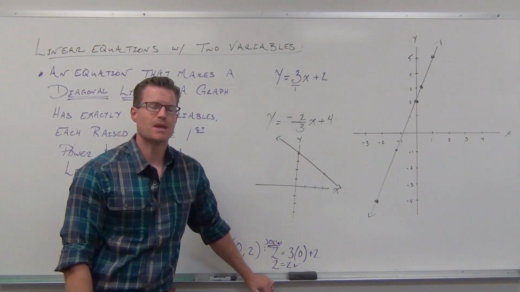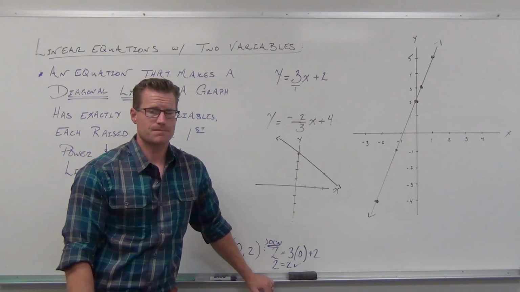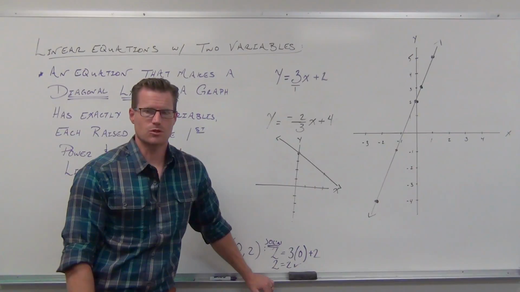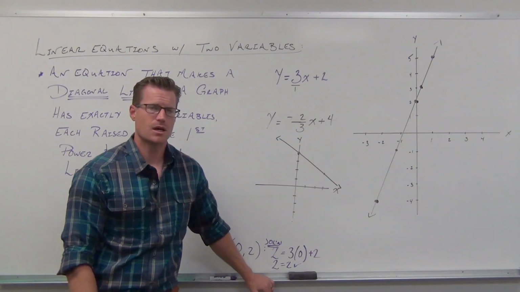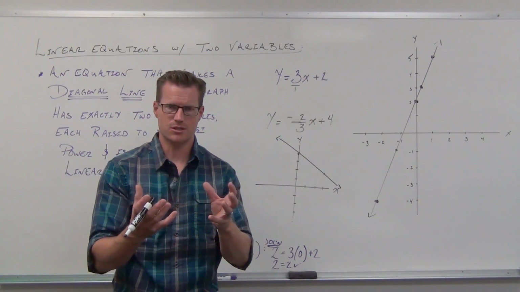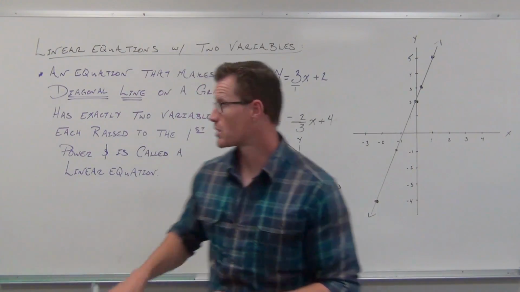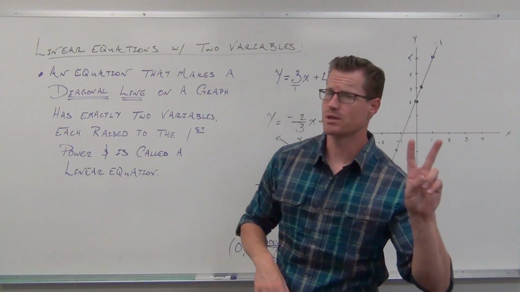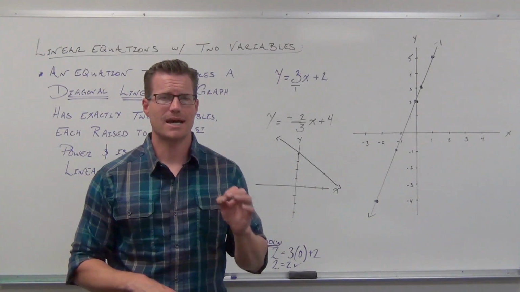When you get used to it, you can do it in about 5 seconds. I call it 5-second graphing. It's also called slope-intercept. It's pretty fast. Here's the whole takeaway from this lesson. I need you to know that linear equations are these equations that have 2 variables, each raised to the first power. I need you to know they make diagonal lines.